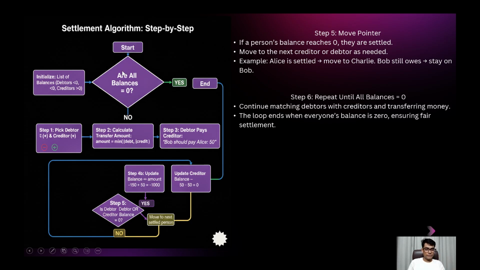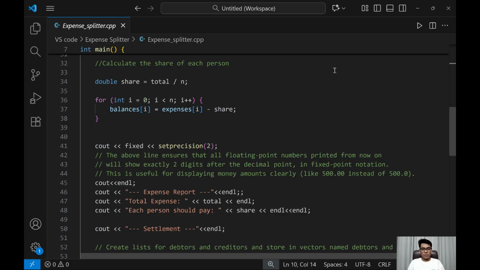First of all, are all balances equal to 0? If yes, then end. If no, then first of all pick a debtor and creditor. Calculate the transfer amount, then the debtor pays the creditor, then update the creditor balance, then update the debtor balance. Is the debtor or creditor balance 0? If no, then repeat. If yes, then move to the next person. Finally, let us see how the code works.